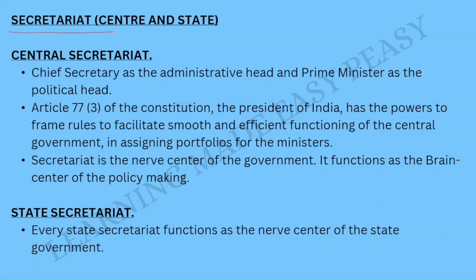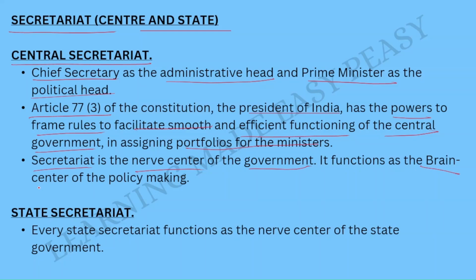Next, we have Secretariat, Center and State. First, let us see the Central Secretariat. The Chief Secretary is the administrative head and the Prime Minister is the political head. Article 77 Clause 3 of the Constitution: the President of India has the powers to frame the rules to facilitate smooth and efficient functioning of the central government in assigning portfolios for the ministers. Secretariat is the nerve center of the government. It functions as the brain center of policy making. This is important.